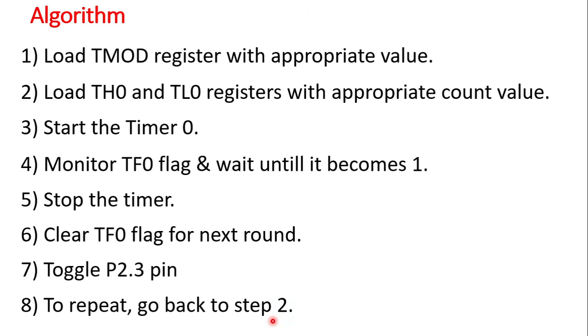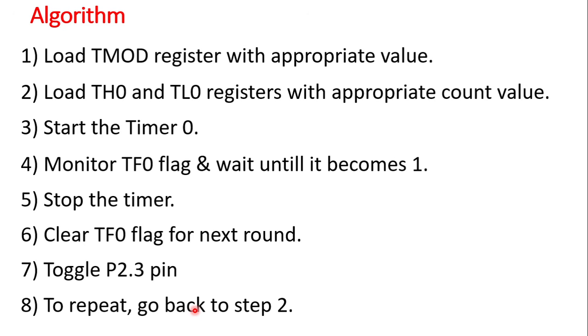So how to repeat it? You have to go to step number 2, because in step number 2, the TH0 and TL0 registers are loaded with initial values, that is E and 00. As we are using the timer in mode 1, which is not auto reload mode, we have to manually load the values. So in order to load the values once again for the next iteration, we have to go back to step number 2 and follow the same procedure. This will go on and on because we have to generate a square wave in a continuous manner.